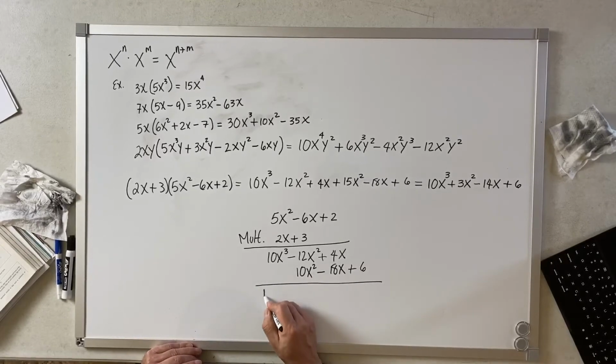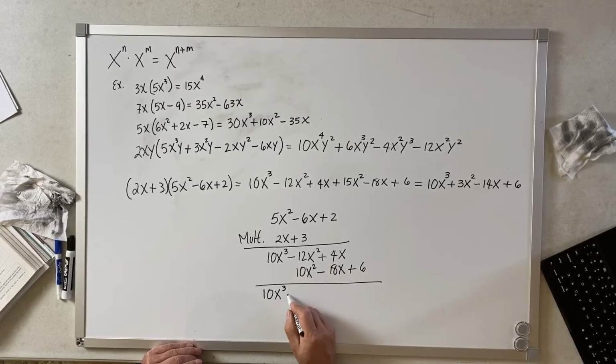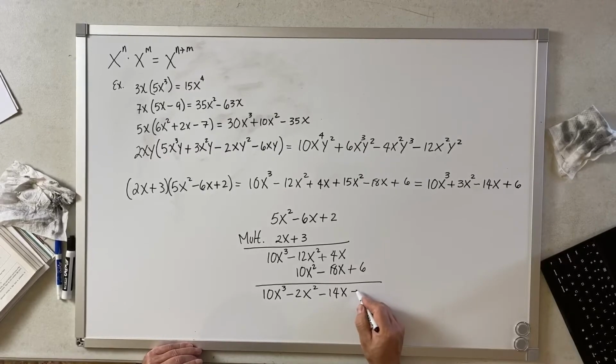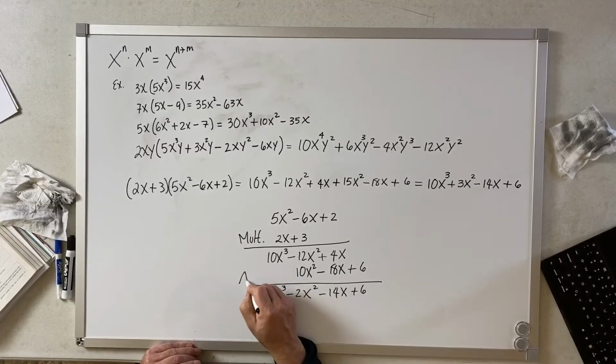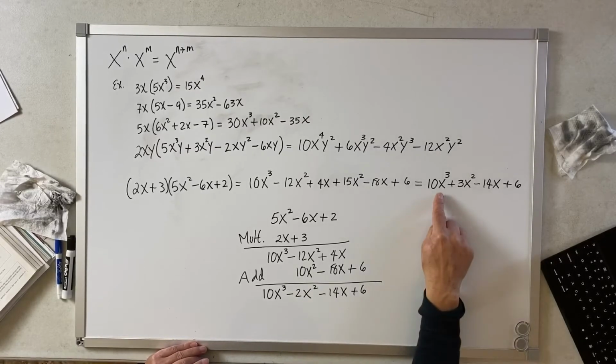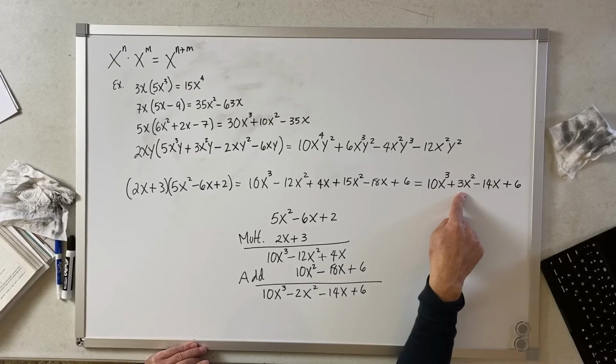Add them up. And we get 10x cubed. Add them up. Minus 2x squared. Add them up. Minus 14x. Add them up. And then plus 6. So here we add. Better write that down. And look at what we got: 10x cubed minus 2x squared minus 14x plus 6. 10x cubed. Hey, wait a minute. Something is wrong here. Okay. I made a mistake right there. What happened?